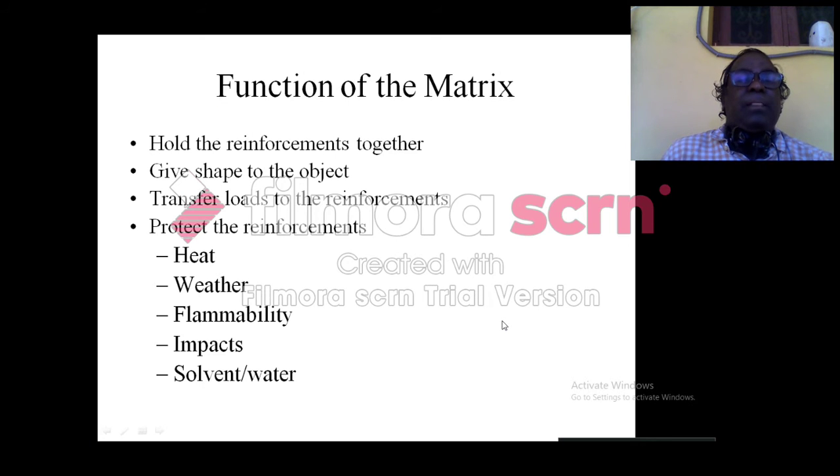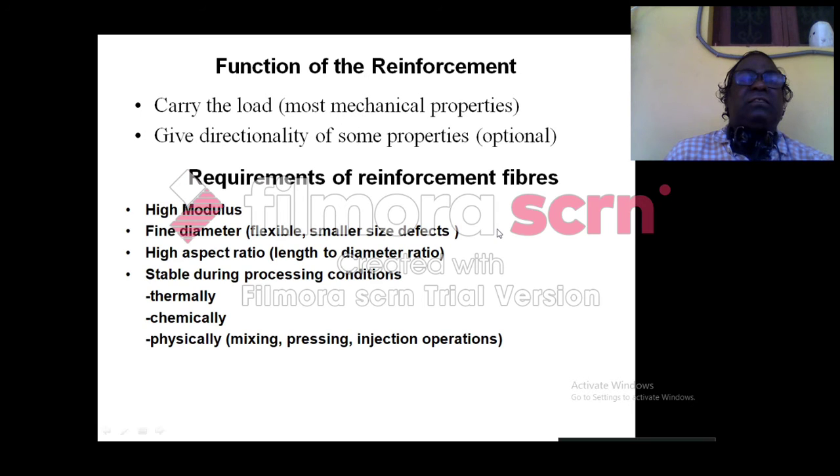The main function of the matrix is to protect against heat, weather, flammability, and impact, and to resist solvents. The function of the reinforcement is to carry the load, and it gives the maximum mechanical properties. It also gives directionality, and based on the direction the strength will vary.